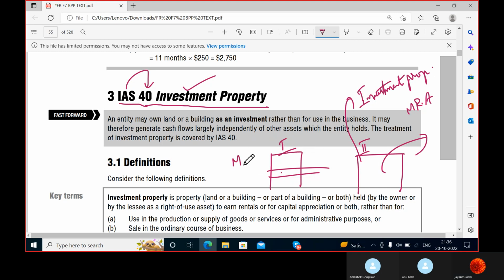Suppose this is Mr. X, and he has this property in which he is staying, and this is the property which he has let out. Let's say he has an ancestral property in the outskirts of the city, whereby he has 20 acres of land which he has been holding since a long time, and he doesn't want to sell that. He wants to hold it, and he wants the price of that property to rise. He wants an increment in the price of the property, and he wants to enjoy those benefits. So that is also nothing but an investment property.